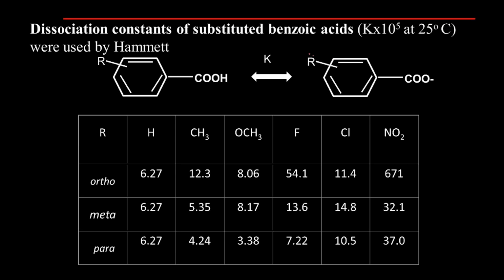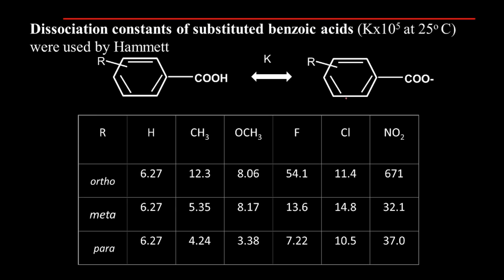Now depending upon the R group and depending upon the position, ortho, meta, para, you can have different dissociation constants. That's what this table gives. As you can see, fluorine, if it is in the ortho position, has a very high dissociation constant, whereas when you go down to a CH3 type of group in the para position, you can have a very low dissociation constant. So depending upon the position and the type of group, you can have different dissociation constants.